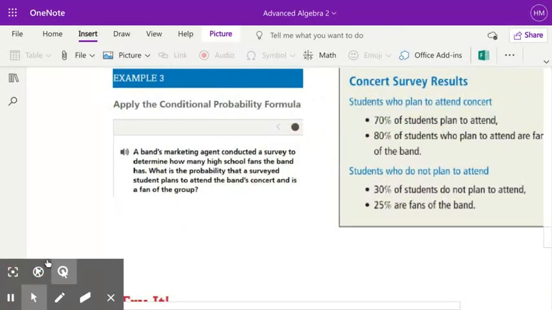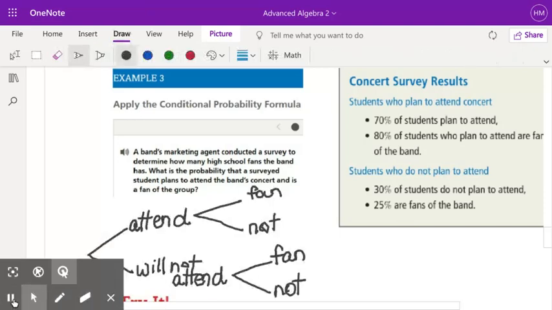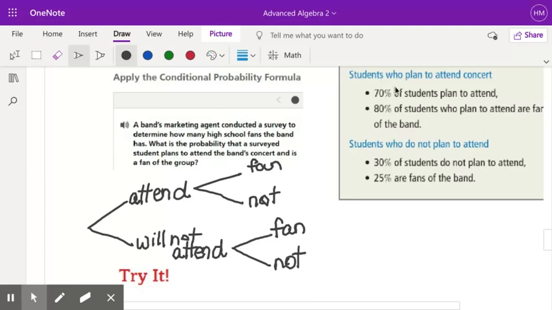Then for example 3, example 3 only gives you the try it part of the question. So you do need this information and you do need these survey results. So take a second, pause the video, and write down these survey results. This one gives a lot of layers. There's a survey that was done and they asked 2 questions. They asked students, are you going to attend a concert or not attend a concert? And then they asked another question, are you a fan or are you not?